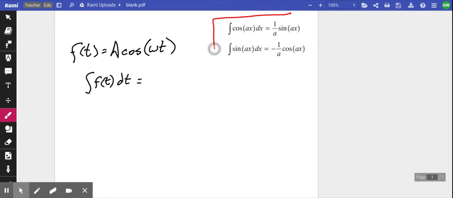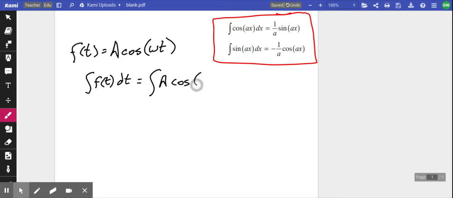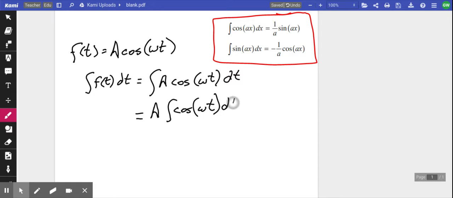So instead of having polynomial rules, we'll have the rules for trig functions, and we're taking the integral. So the integral of f of t dt is going to be the integral of a times cosine of omega t, and that's with respect to time. And the a is a constant, so that can come out of the integral, and then the integral is just cosine of omega t. And the integral is with respect to time, so there we go, with respect to t.